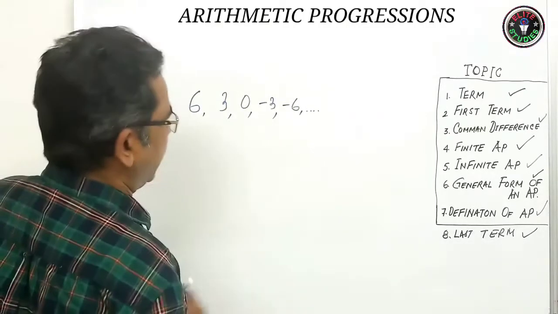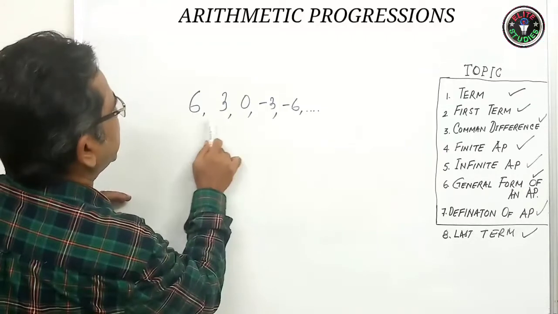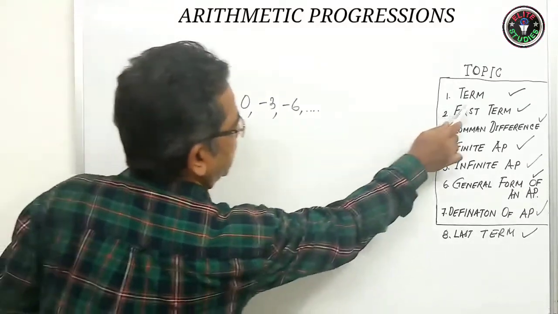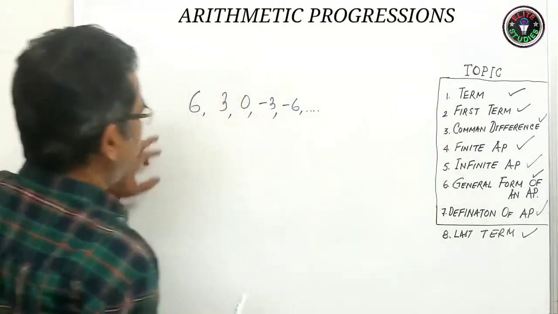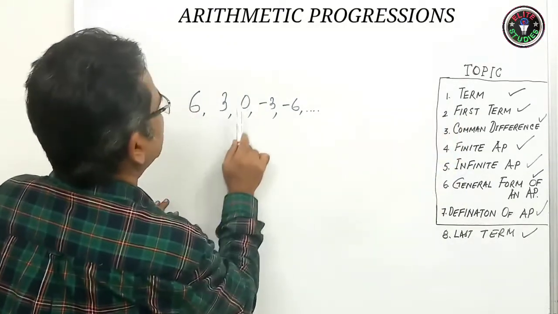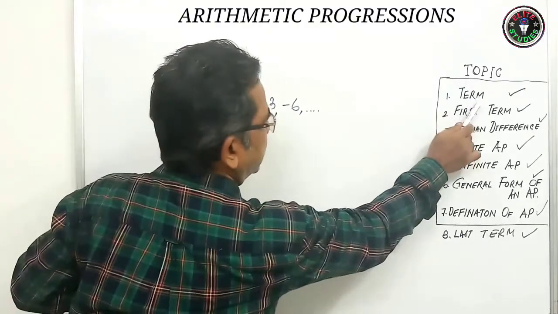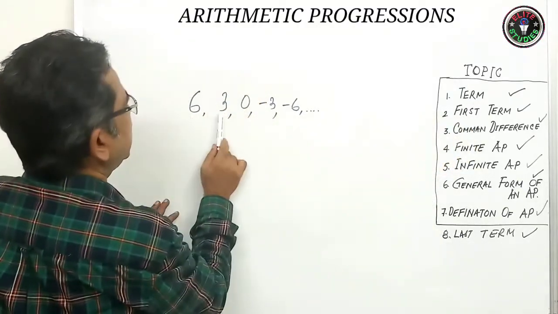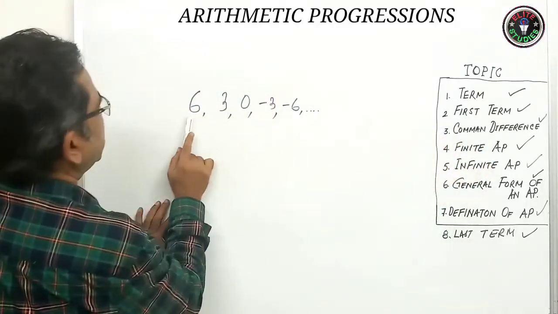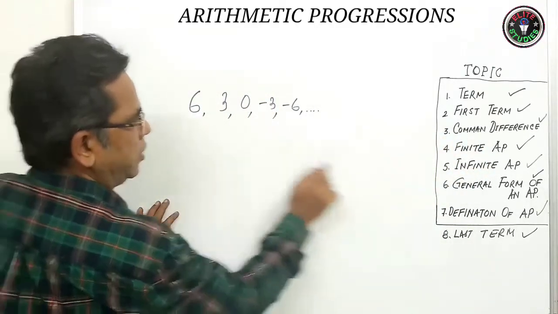Now here I will summarize. Each and every number here is called a term. Each and every number here, 6, 3, 0, minus, are called terms. This is a term. First term, 6 is the first term.